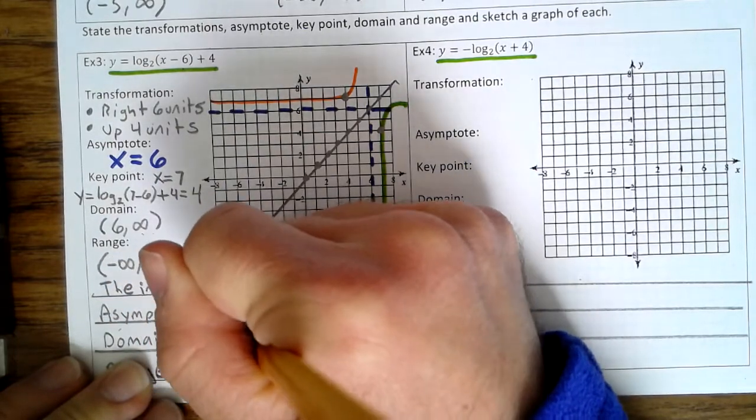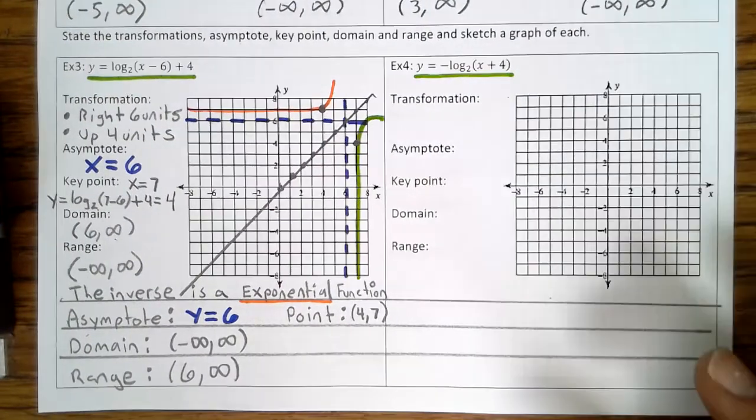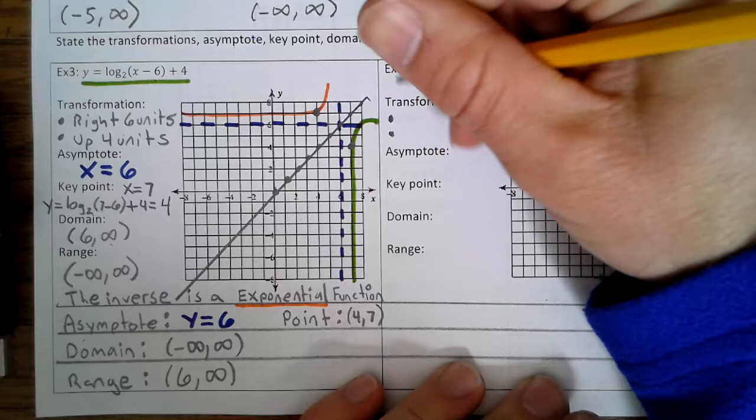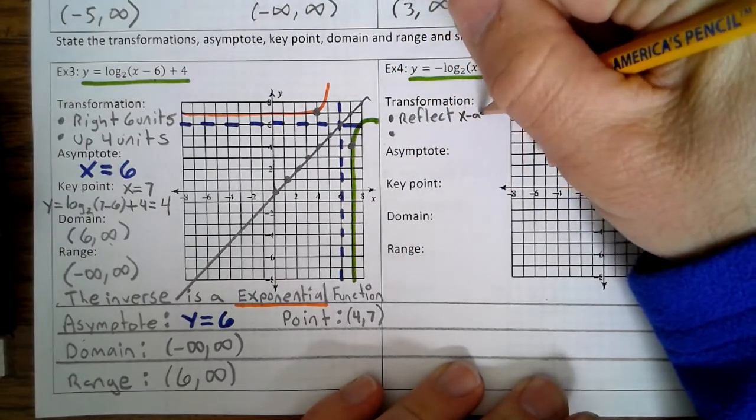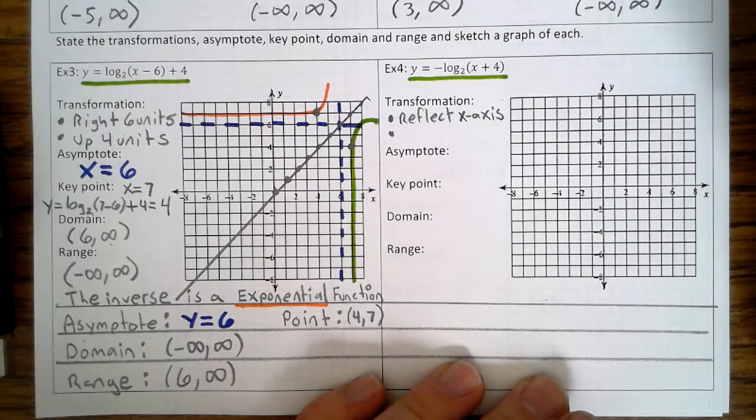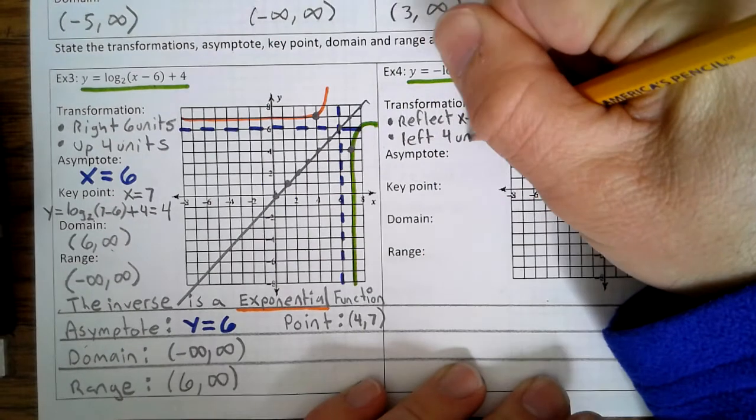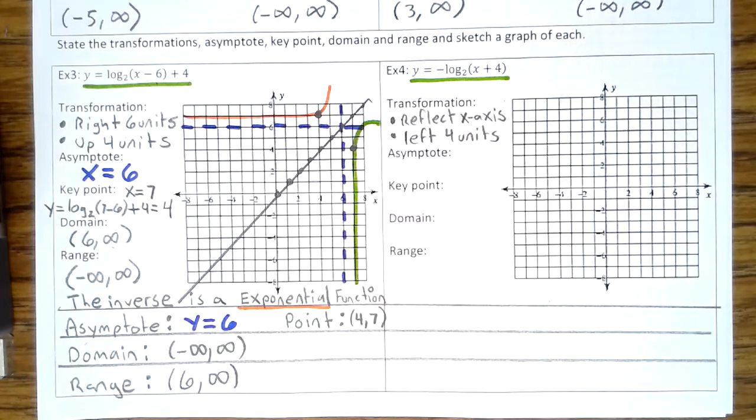All right, let's take a look at example 4. All right, so it looks like we have 2 transformations. We have reflect over the x-axis, and then it's left 4 units. All right. Now the asymptote, we know since it went left 4 units, it's x equals negative 4.